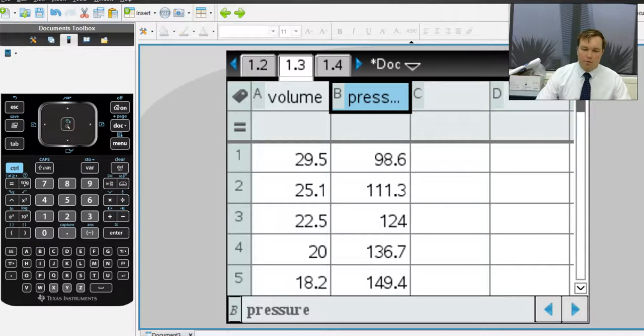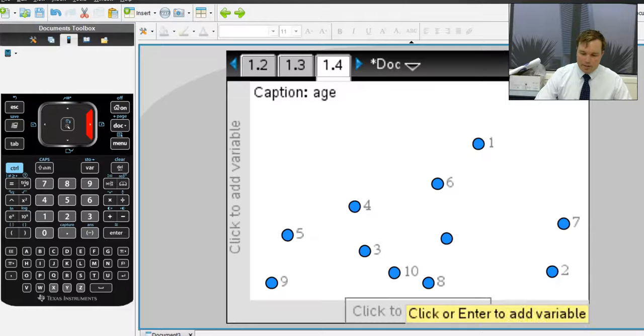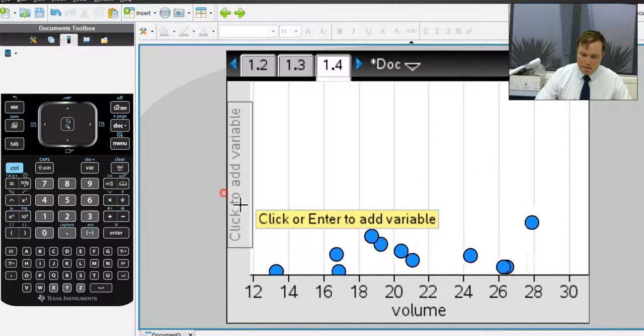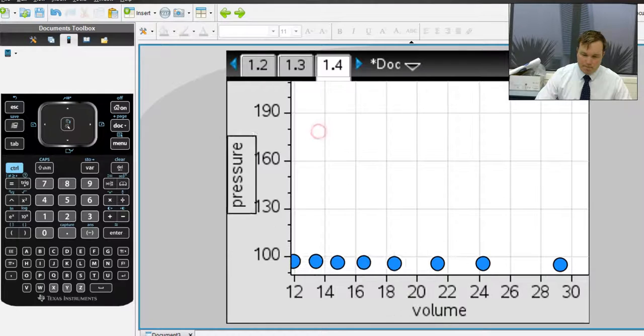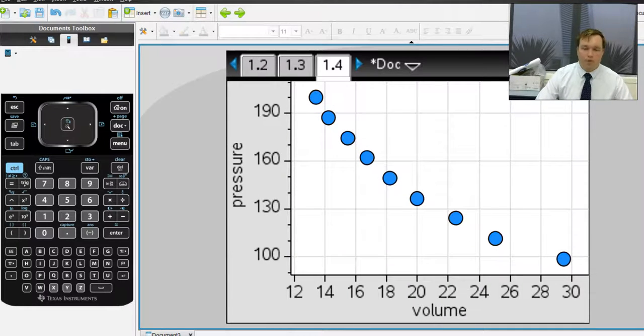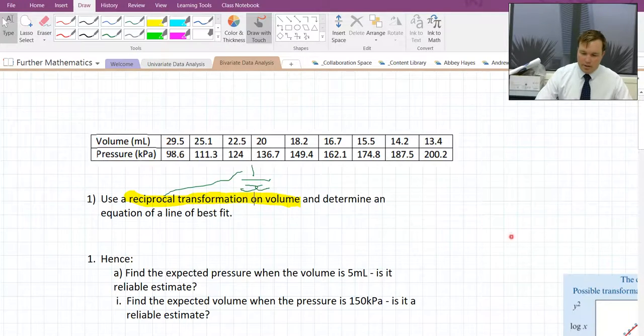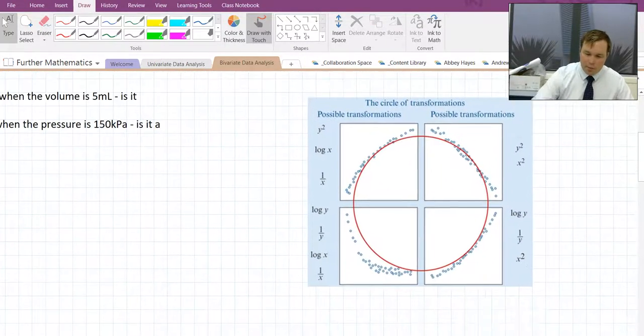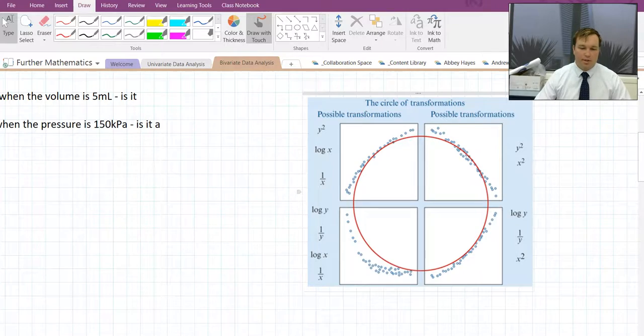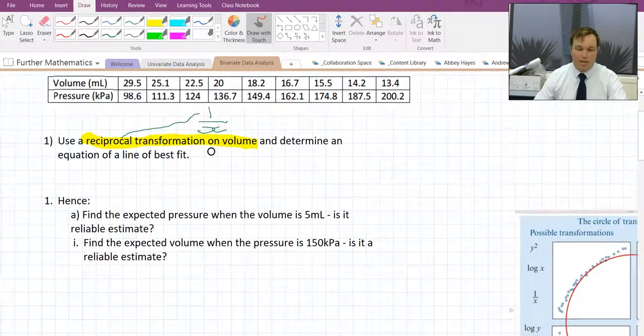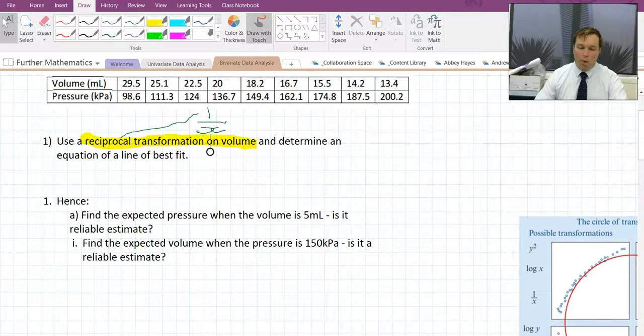Volume, pressure. We want here volume, and on this axis, pressure. Alright, so relatively smooth curve. And if we look at the circle over here, we can see that this is the curve that matches this one. So we could either log x, log y, reciprocal of y, or reciprocal of x. Now this is important because any of those would help transform the data to be linear. The question has told us to make a reciprocal of the volume, so we are doing 1 on x.